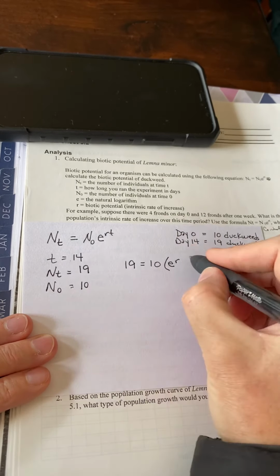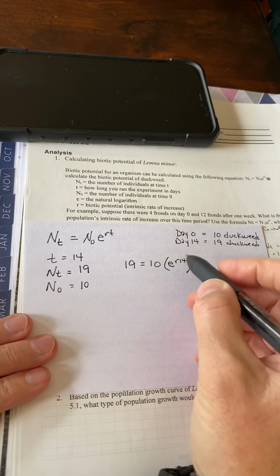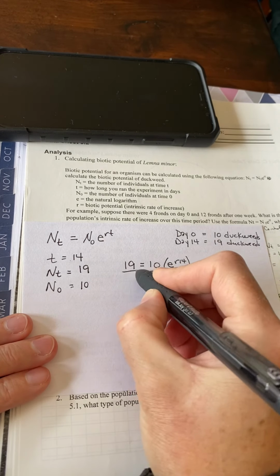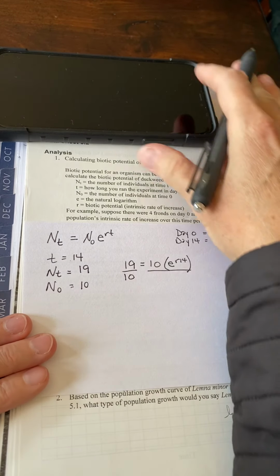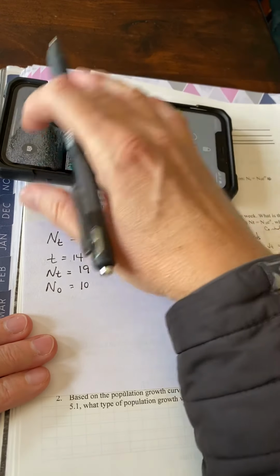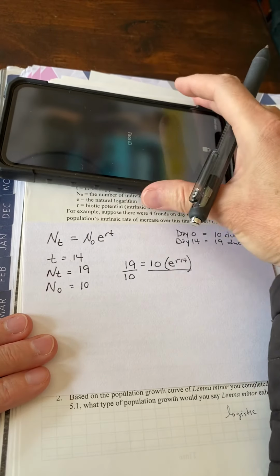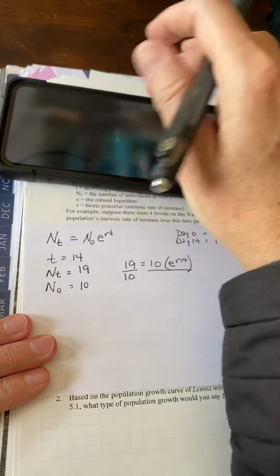Okay, to solve that, we want to get r by itself, so divide both sides by 10. So we have 19 divided by 10. Probably do this one in your head. So 1.9, and then this side divided by 10 is canceling out the 10. So we're left with e to the r times 14.